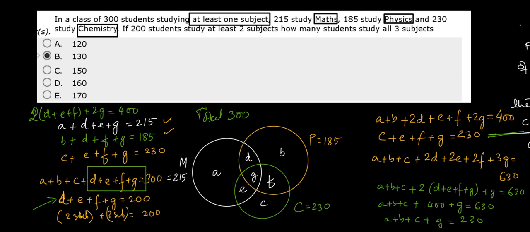What is the value of d plus e plus f plus g? 400. 200. 200. 200. So a plus b plus c is how much? 100. So this is 100. So 100 plus g is equal to 230. So what is g? 130. Okay. Clear? Yes, sir.